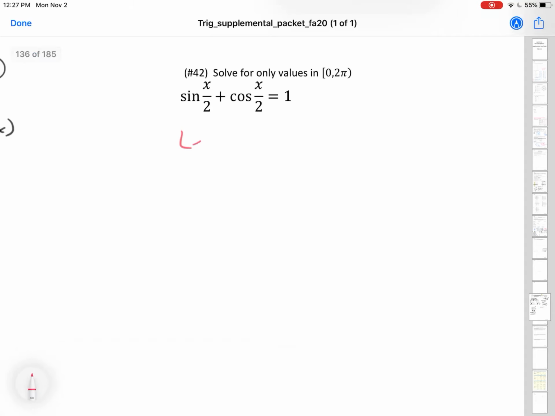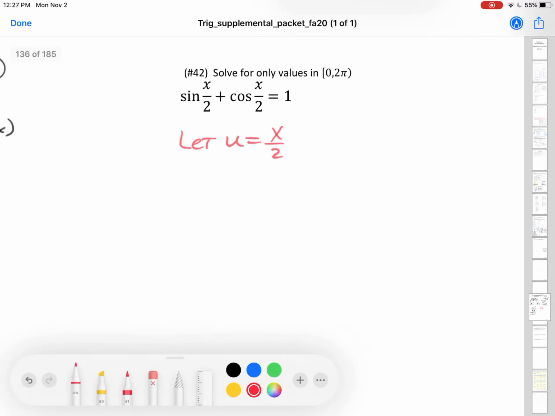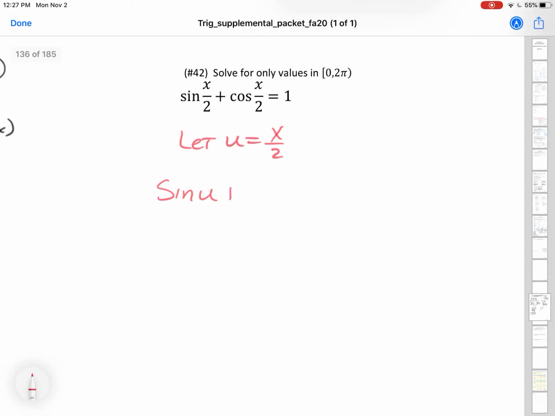Let me do it this way. I'm going to let u be equal to x over 2. And so doing that, let me rewrite what we have. Maybe I'll write the whole thing in red. Sorry about that. We'll do sine u plus cosine u is equal to 1. That's a helper equation in order for me to solve this.